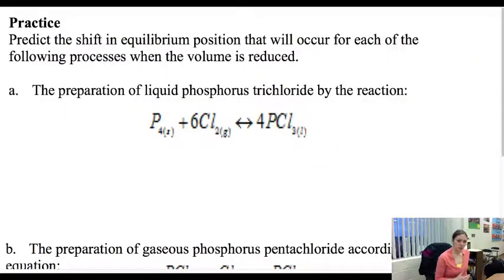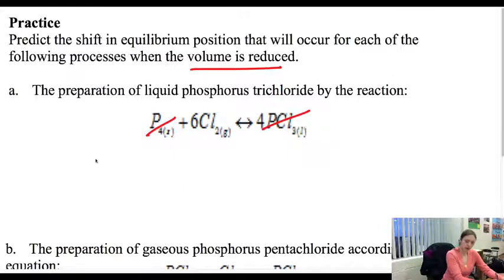Predict the shift in equilibrium that will occur for each of the following processes if my volume is reduced. So if I am making my volume go down, you need to look at the number of molecules that you have. And by doing that, we look at the number of coefficients that we have. Okay, so look at A. We don't count solids, only gases or solutions. I don't count liquids. So in A here, you're going from 6 molecules to 0 molecules.